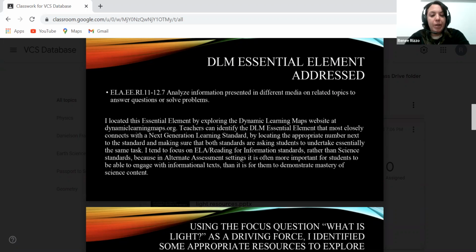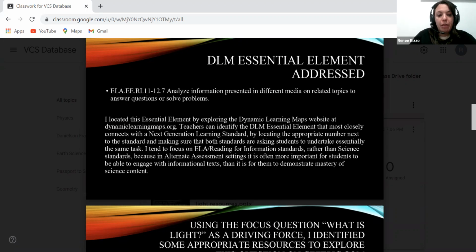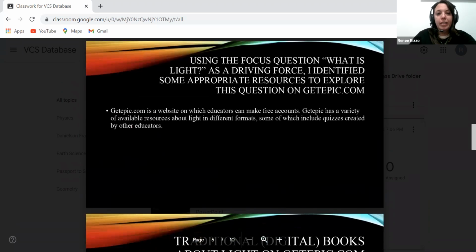Teachers can identify the DLM essential element that most closely connects with the Next Gen Learning Standard by locating the appropriate number next to the standard and making sure that both standards are asking students to undertake essentially the same task. I tend to focus on ELA reading for information standards rather than science standards because in alternate assessment settings, it is often more important for students to be able to engage with informational texts than it is for them to demonstrate mastery of science content.